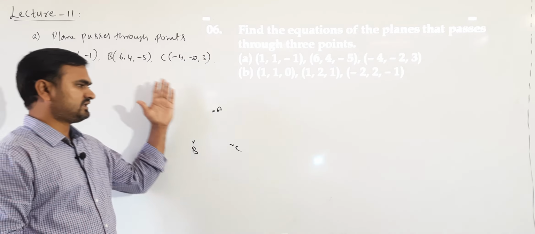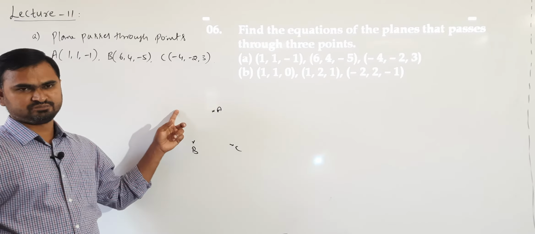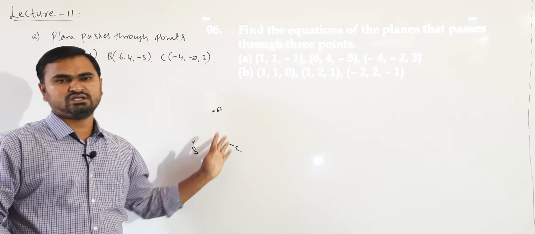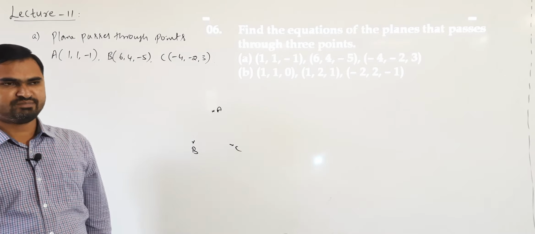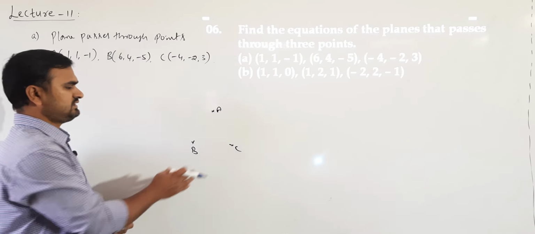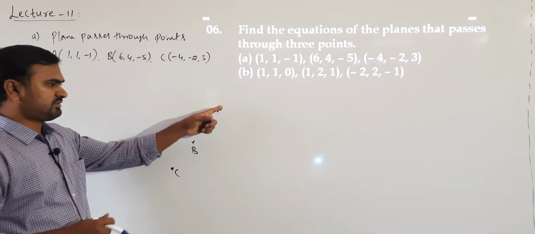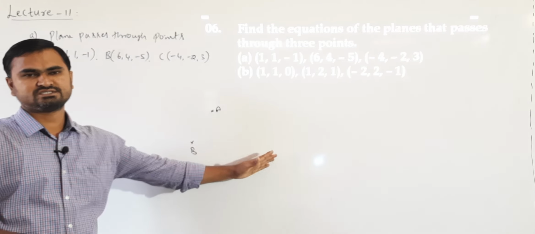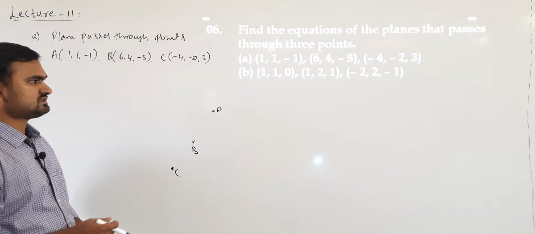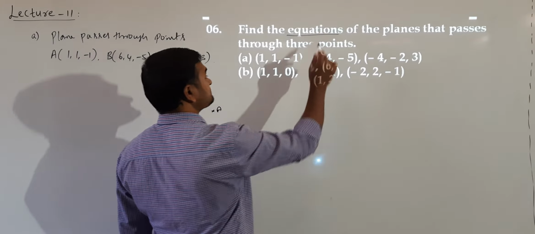Like the plane of this board, where the points A, B, C are lying in this plane. If the points are non-collinear, only one plane we can determine. If the points are collinear, again in theory we studied, there exist an infinite number of planes passing through these 3 points. So before finding the equation of plane, they are asking to find the equation of plane.